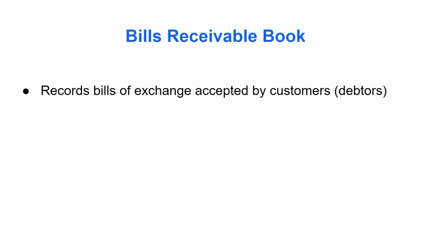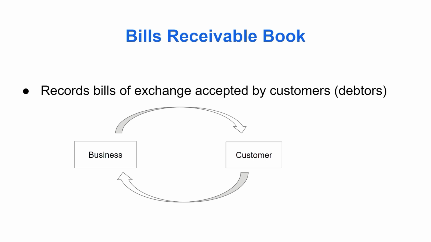Bills receivable book records bills of exchange accepted by customers, that is debtors. Let's say the customer buys the goods from the business and promises to pay in 15 days. This is bills receivable because the business will receive money. In simple words, when the customer accepts the bill and agrees to pay us after a certain period, we record it here. That is called bills receivable.